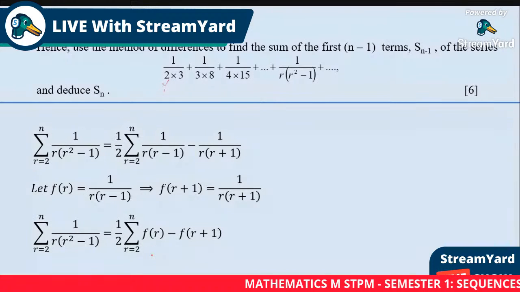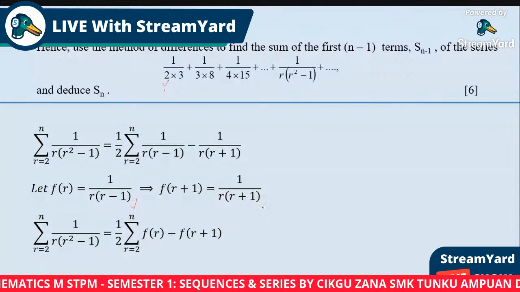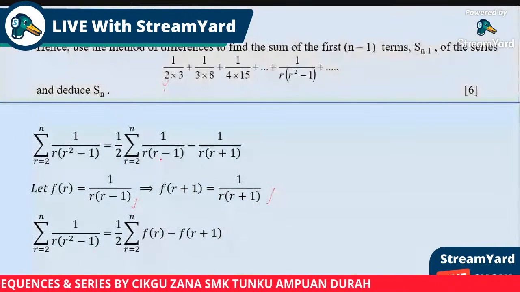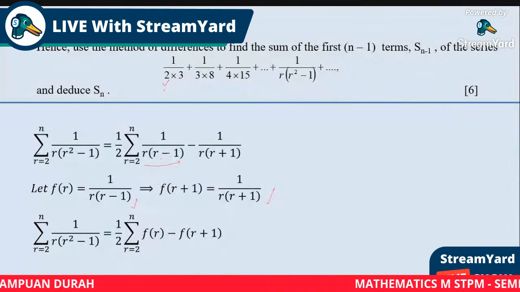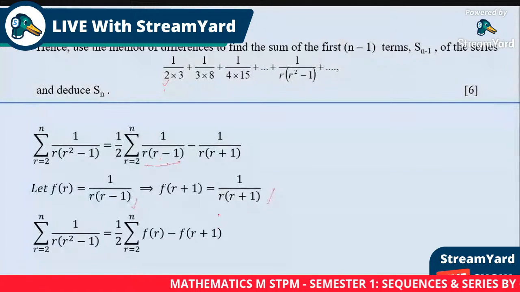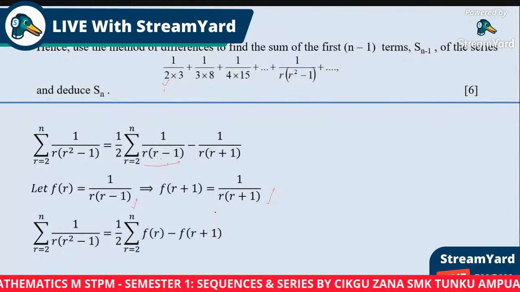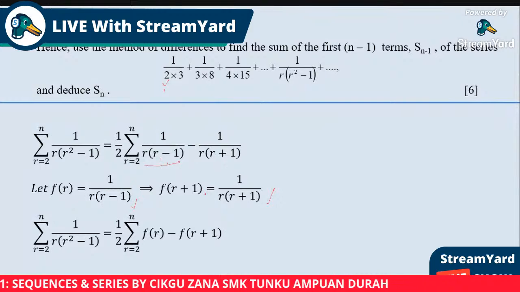Okay, many did not show this. Suddenly I just see this. You have to show what is your f(r) and what is your f(r+1), so that when I substitute, I know this is my f(r). It is not necessarily that f(r+1) is here. We look at where it is. Here is our f(r), here is our f(r+1). Sometimes this can be f(r+1) first, followed by f(r). That is why you must define clearly your f(r) and f(r+1).